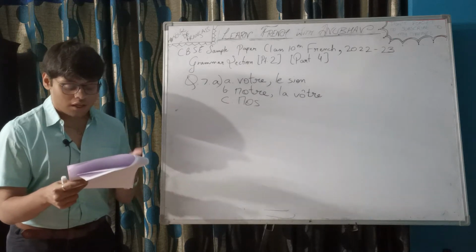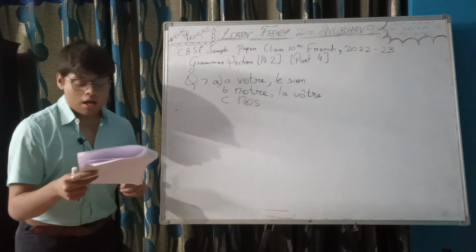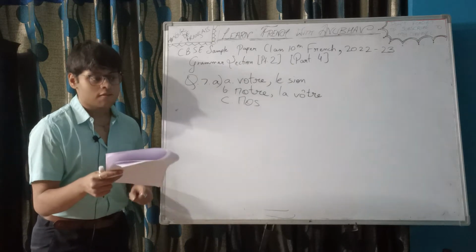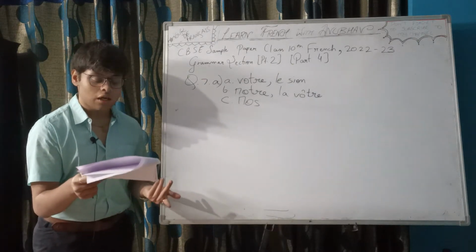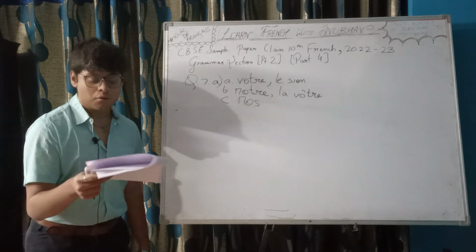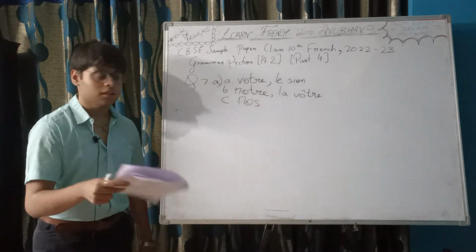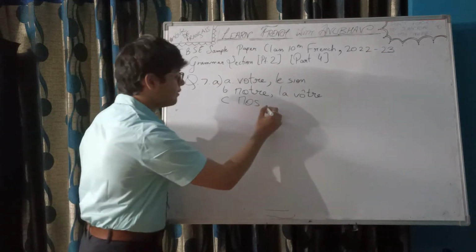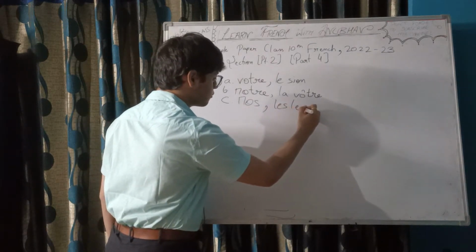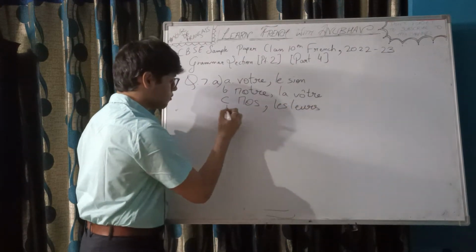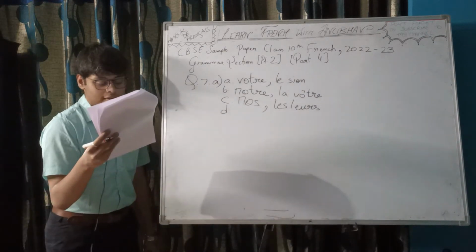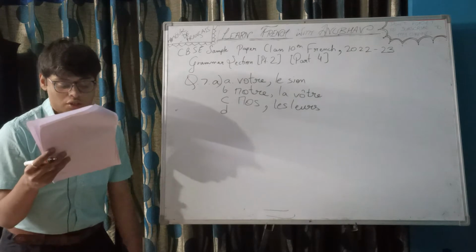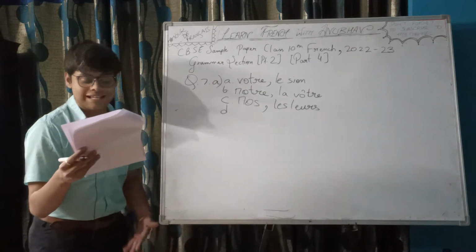So masculine singular, pronoun possessive, and who will be the possessor? Third person plural, right? Nos voisins, third person plural. So les leurs. Perfect. Talking about D part, we have utilise dash crayon et tu utilises dash.